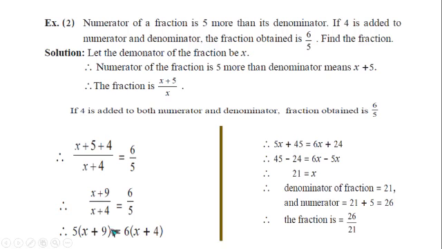On further solving, I have 5 into x plus 9 equals 6 into x plus 4. Opening the bracket, we have 5x plus 45 equal to 6x plus 24. Getting the like terms together, we have 45 minus 24 equal to 6x minus 5x. Therefore, x is equal to 21. Therefore, the denominator of the fraction is x, that is 21, and the numerator is x plus 5, that is 26. Therefore, the fraction becomes 26 upon 21.